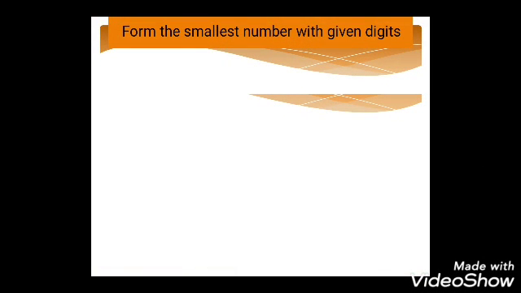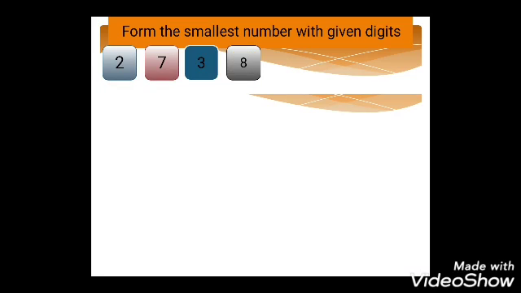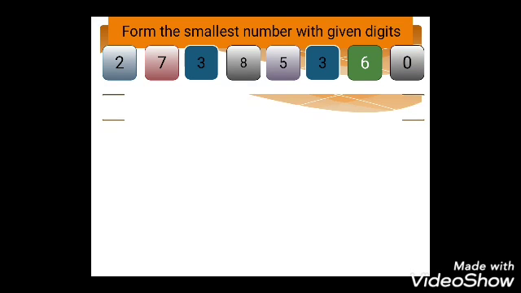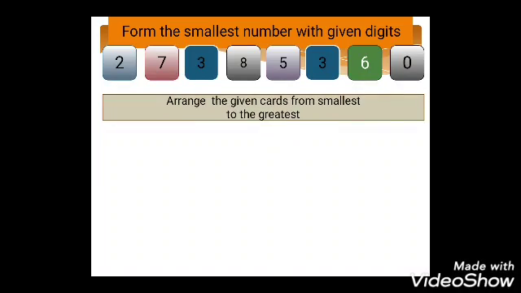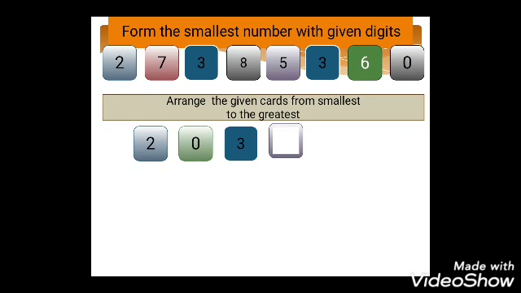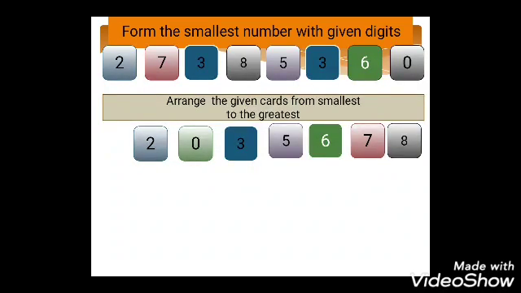Now let us form the smallest number with given digits. The digits are 2, 7, 3, 8, 5, 3, 6, 0. So now we have to arrange the cards from smallest to greatest. So 2, 0, 3, 5, 6, 7, 8. Here 3 is repeated twice, so we are going to pick only one time.